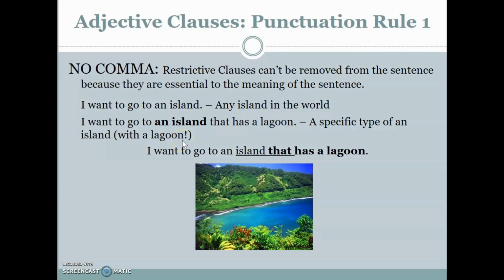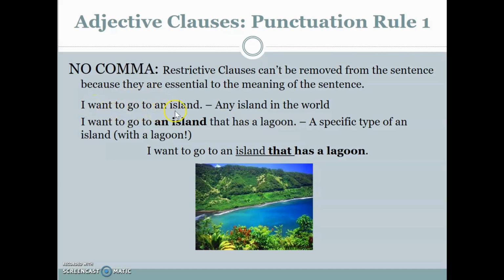And now let's talk about punctuation rules. Rule number 1, you never use a comma for restrictive clauses. What does that mean? The restrictive clauses cannot be removed from the sentence because they are essential to the meaning of the sentence. If you remove the clause, you will change the meaning.